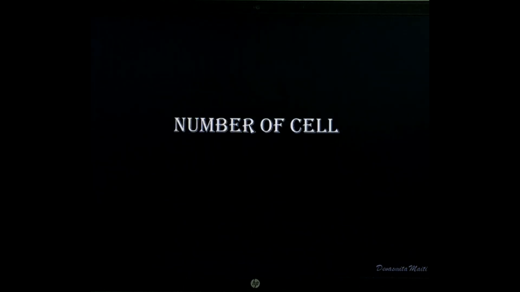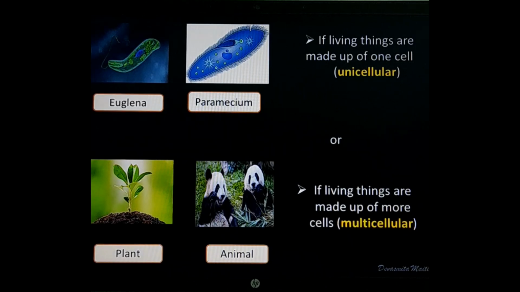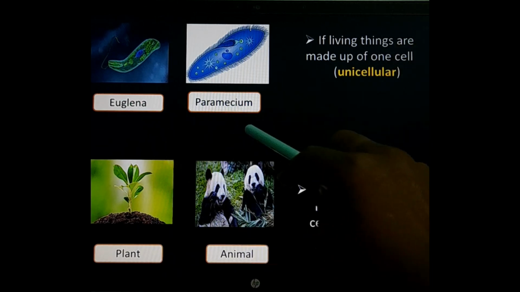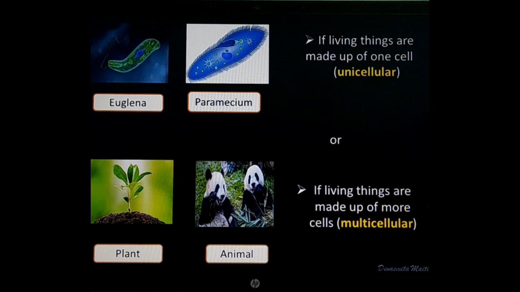Now we are going to discuss the number of cells. We already classified this as two types, unicellular and multicellular. Unicellular means the living organism is made up of one cell. The examples are Euglena and Paramecium. If the organism is made up of more than one cell, it is called multicellular. Plants and animals are multicellular organisms.